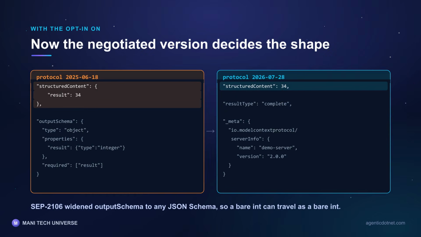With the opt-in switched on, here's the difference. Against the older protocol revision, on the left, your integer comes back wrapped, structured content, object, result, 34. And the output schema is an object schema with a required property called result. Against the July revision, on the right, the same tool returns a bare 34, plus a result type field and a namespaced meta block carrying the server info. The reason is a proposal called SEP 2106, which widened output schema to accept any JSON schema document rather than only an object. So a bare integer is finally allowed to travel as a bare integer.